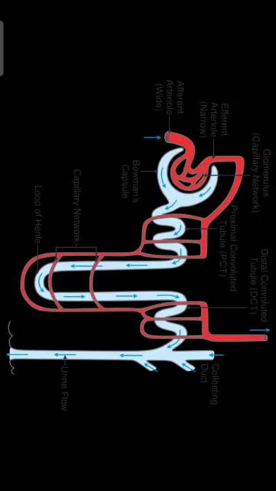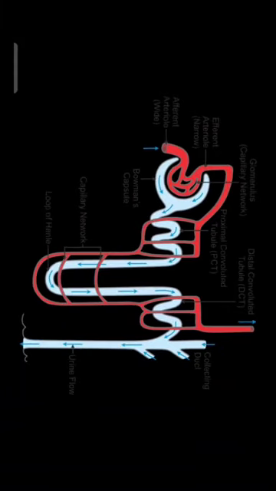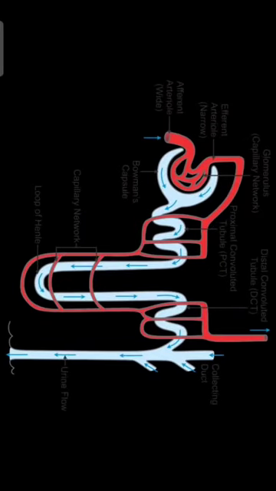The nephron is the structural and functional unit of the kidney. The structure of the nephron consists of the renal corpuscle and the renal tubule. You can see in this diagram that the renal corpuscle is the glomerulus and Bowman's capsule. All the tubular structures of the nephron come under the renal tubule. The renal tubule includes the proximal convoluted tubule, Henle's loop and the distal convoluted tubule.